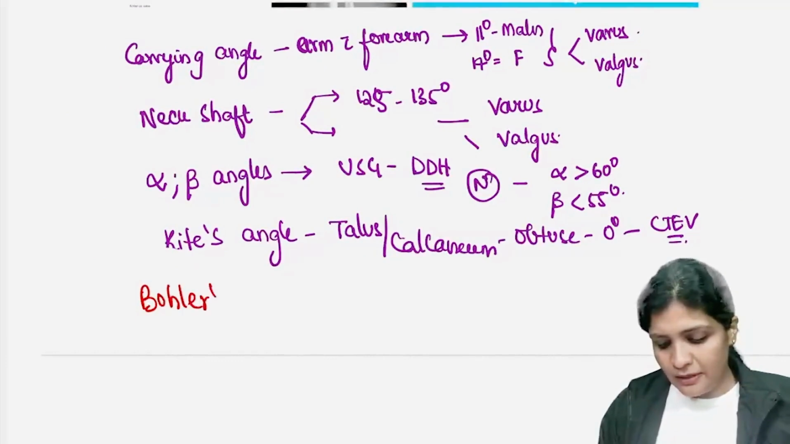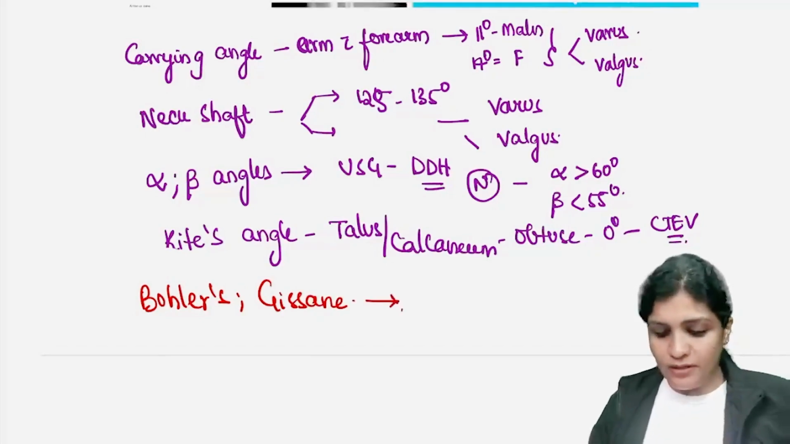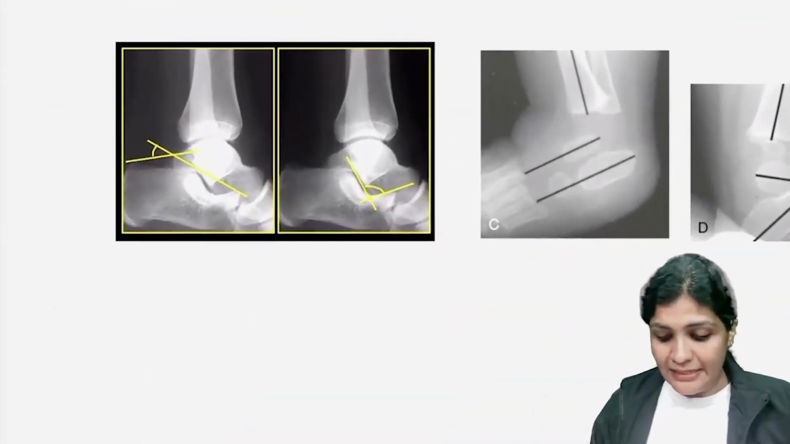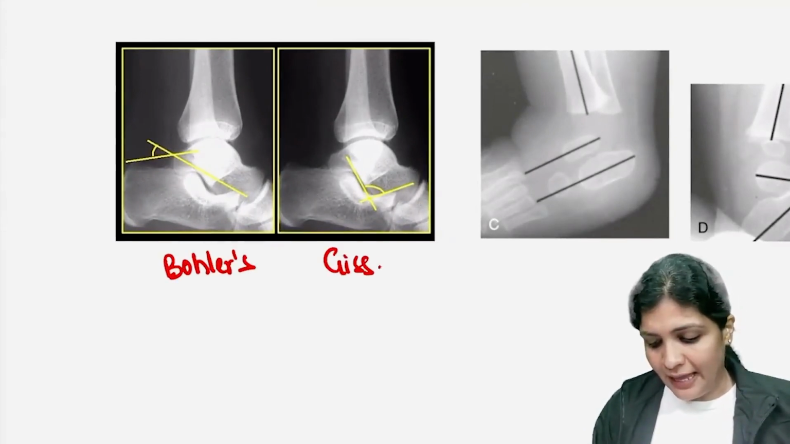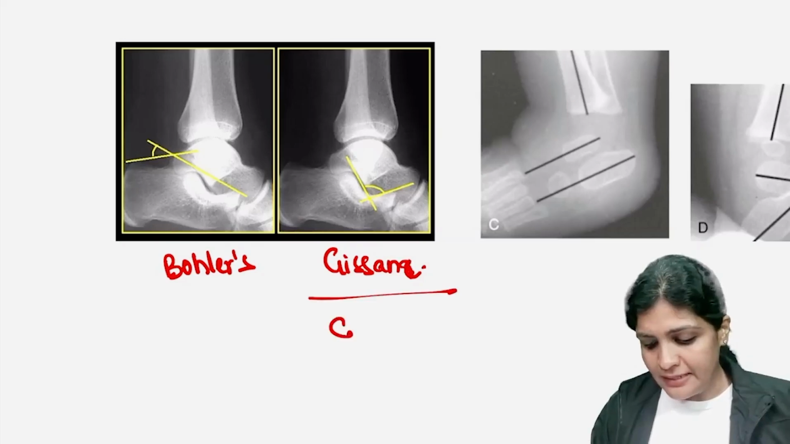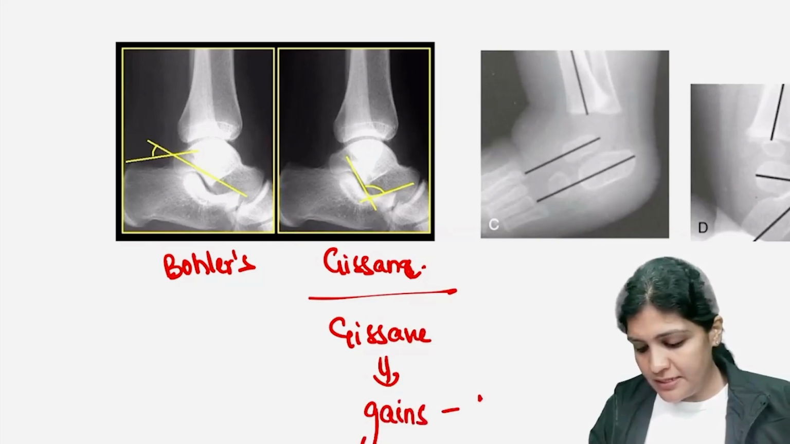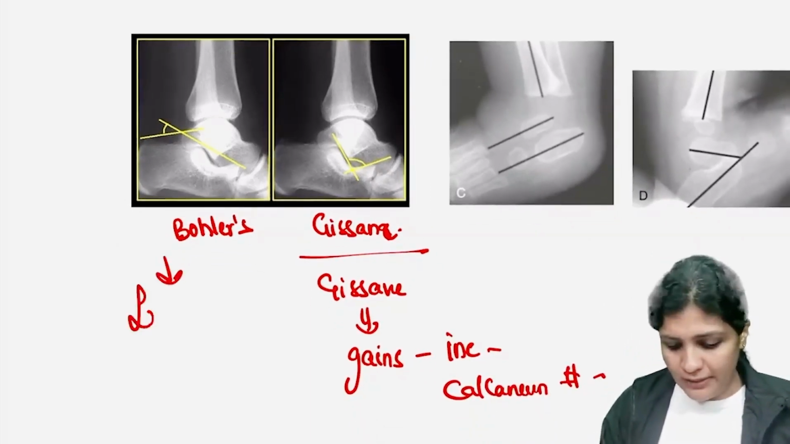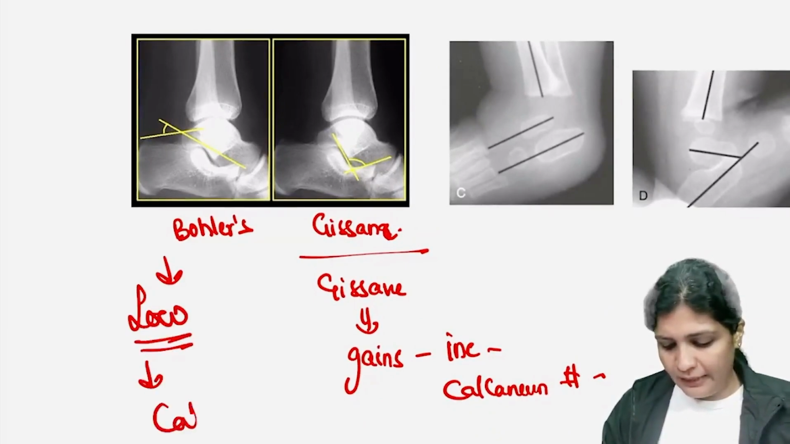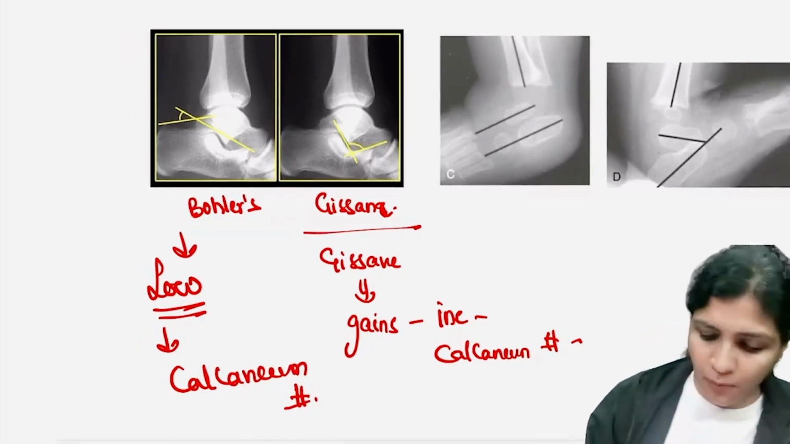So Bowlers and Gissane, what is this? This is seen in case of calcaneum, and this is your Bowlers angle, and this is your Gissane angle. Always remember that Gissane increases in calcaneum fractures, and Bowlers is low, so it decreases in calcaneum fracture. These are mainly used to assess the joint reduction in case of calcaneum fractures.